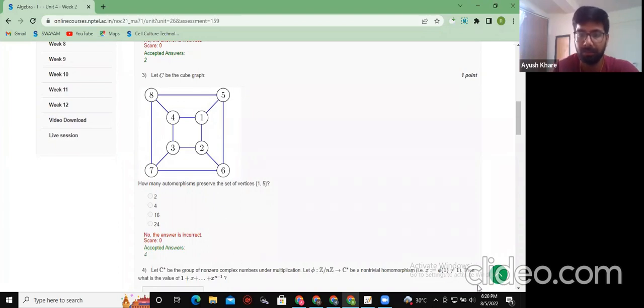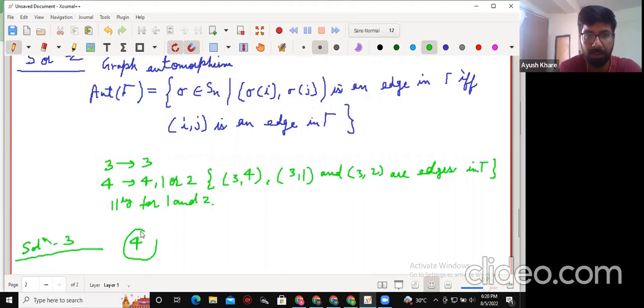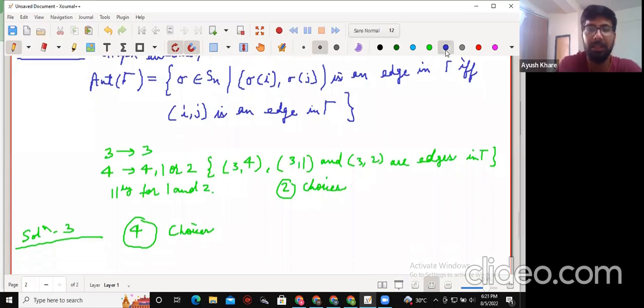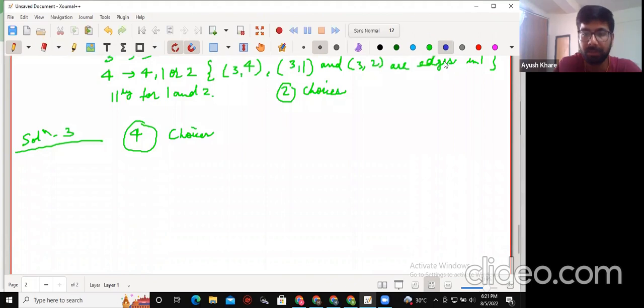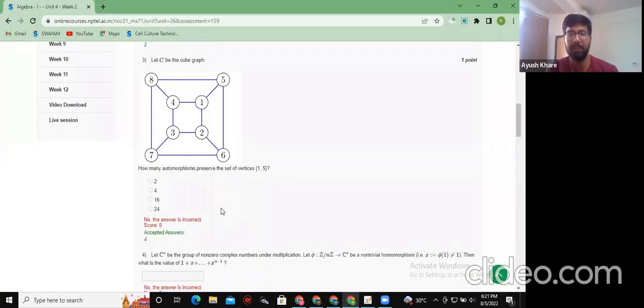Okay, so I'm just writing the solution in the notes so that you guys can have a look at it. Solution 3, you have 4 choices. Here you have 2 choices. See, just a computation. You just need to check all automorphisms which satisfy this condition. That's it. There is nothing much in that. Okay. So yeah. Now let's come to the next question.